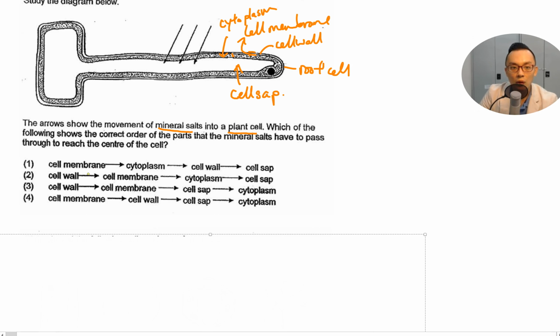So first is cell wall, then cell membrane. Next, after the cell membrane is the cytoplasm, which is a spongy thing inside here. This one, right? That's the spongy thing. So that's the cytoplasm, and then finally cell sap. Cell sap is this middle part. Okay, that's the cell sap. So the answer is number 2.